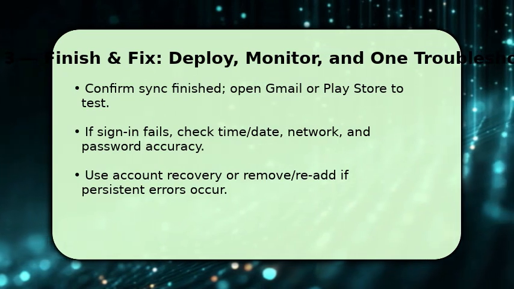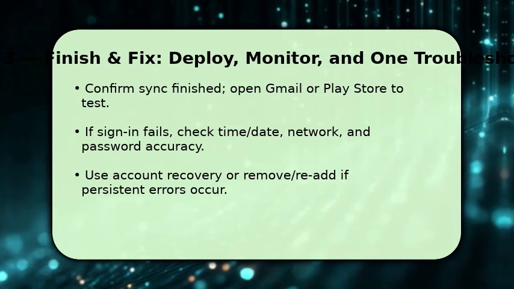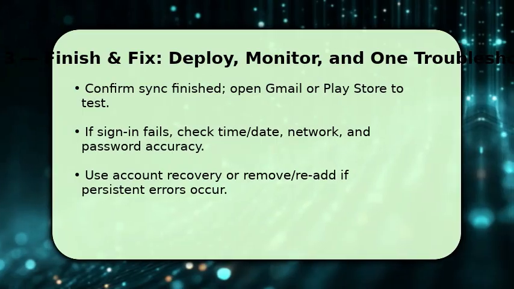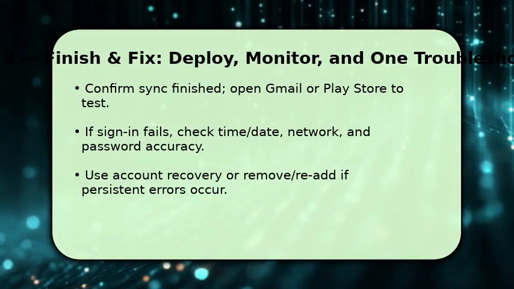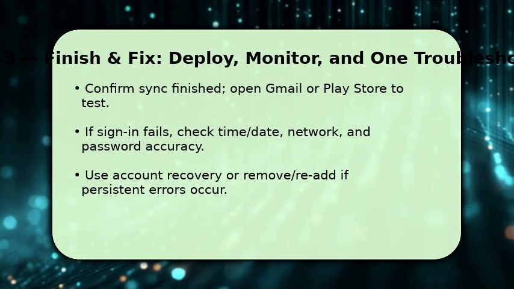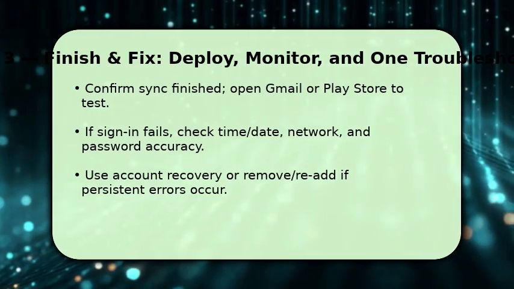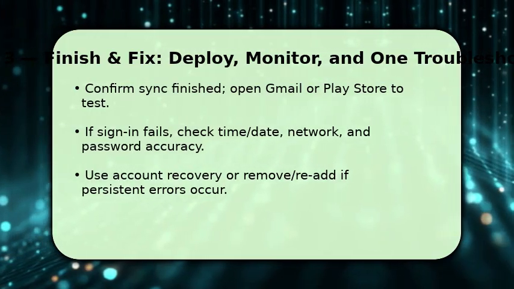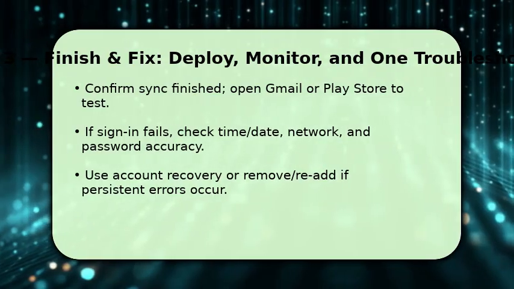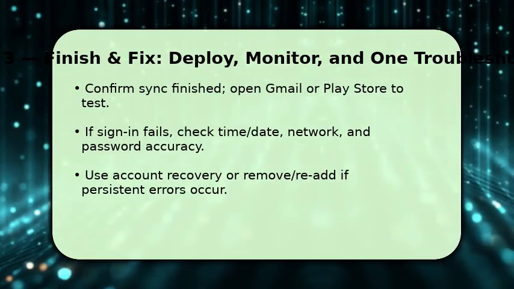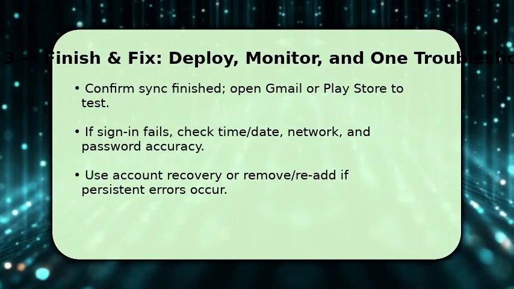If things go wrong, don't panic. Check device time and date, ensure network connectivity, and verify your password. If two-step codes aren't arriving, try backup codes or an authenticator app. As a last resort, remove the account and add it again, or use Google Account Recovery. These steps explain why time, network, and correct credentials are common failure points.